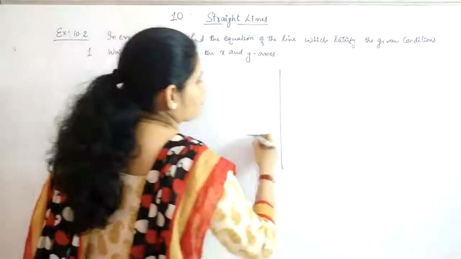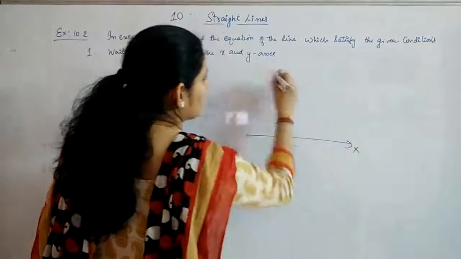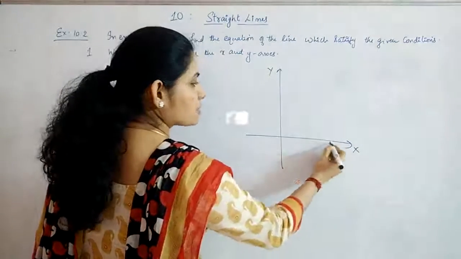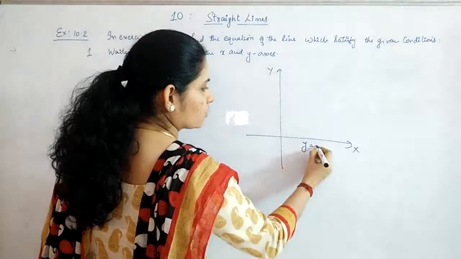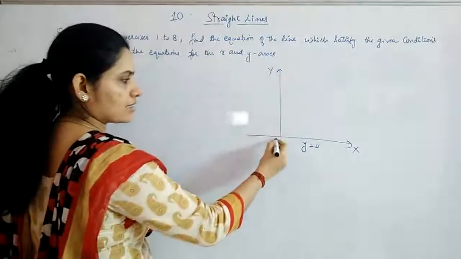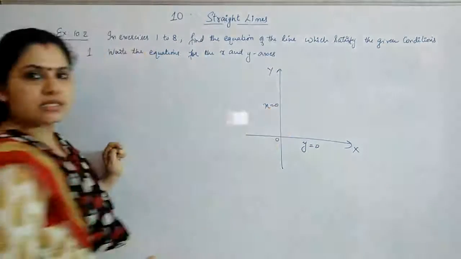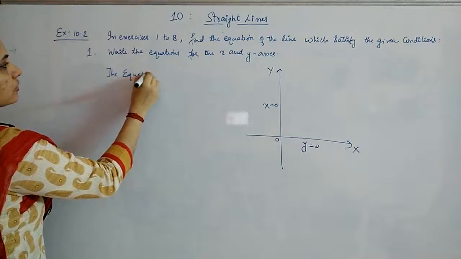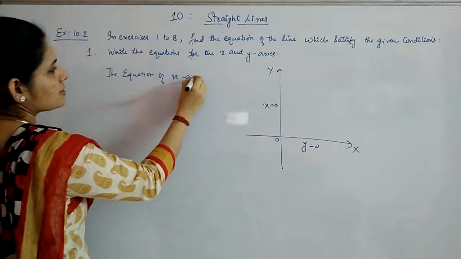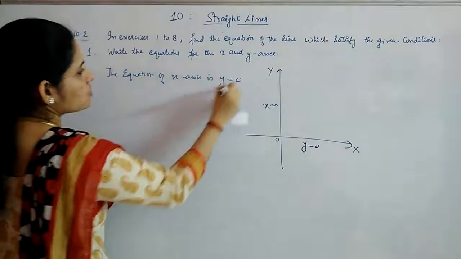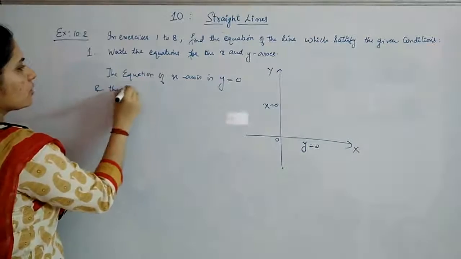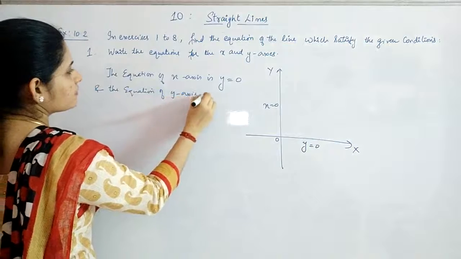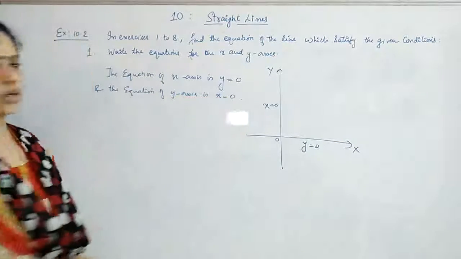That means you know that for a plane with x and y, the xy plane, this is the x-axis and the equation of the x-axis is y equal to 0 and the equation of the y-axis is x equal to 0. So, the equation of x-axis is y equal to 0 and the equation of y-axis is x equal to 0.